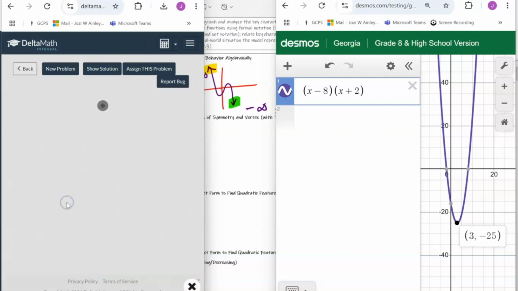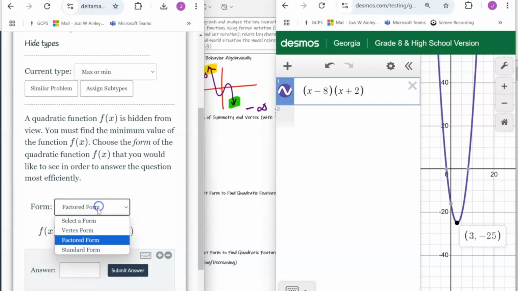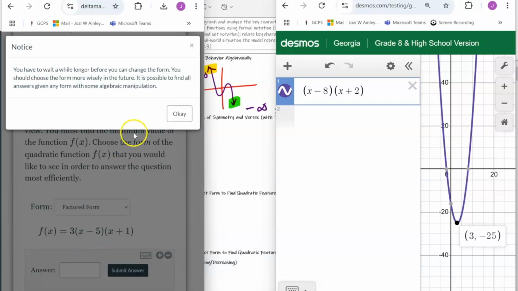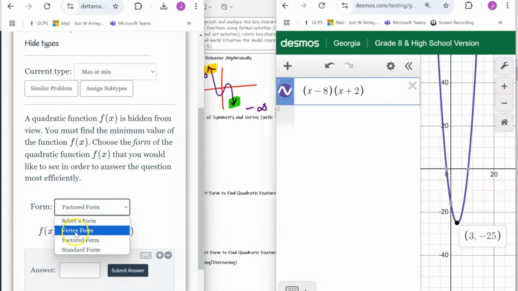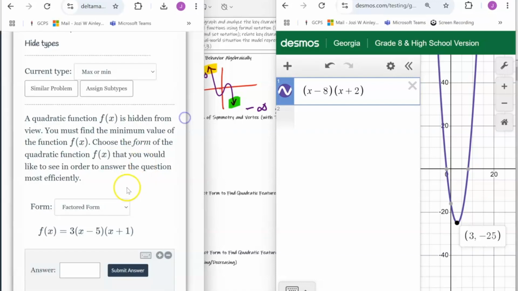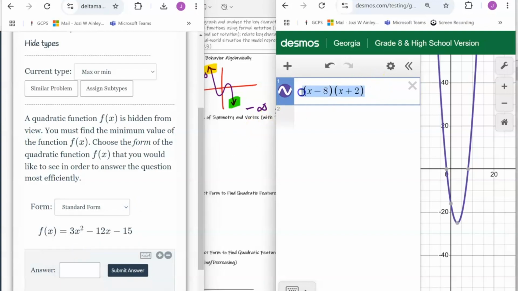All right, so let's find another problem. Again, it doesn't matter which form. I'm just going to do one more to show you. Since I already did factored form, let's do standard. Okay, I have to wait, so let's wait. You know that vertex form, you can pull the vertex, but I want to do a different form. So that's why I'm choosing standard. But again, you can choose any form that you like.